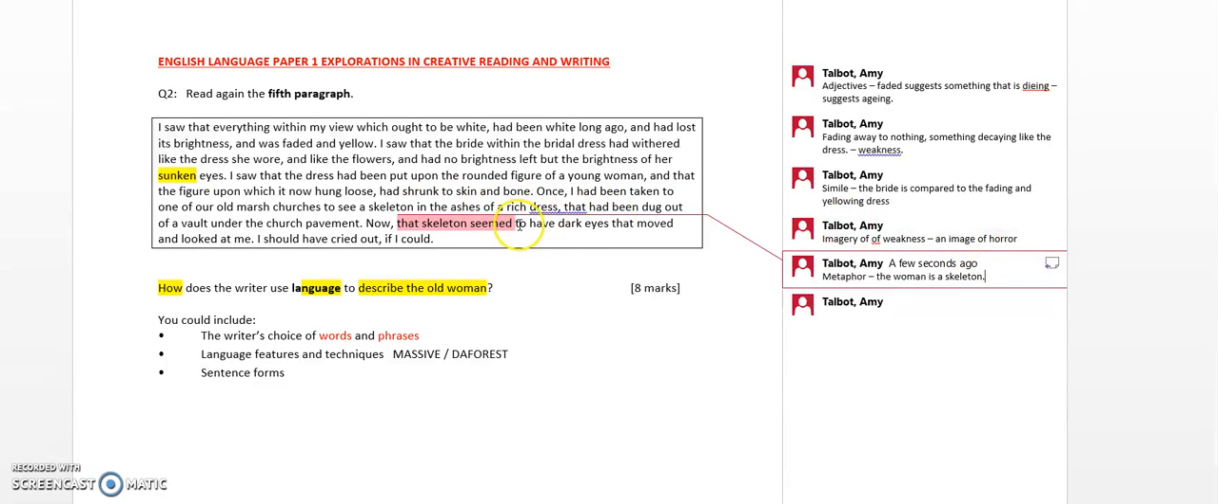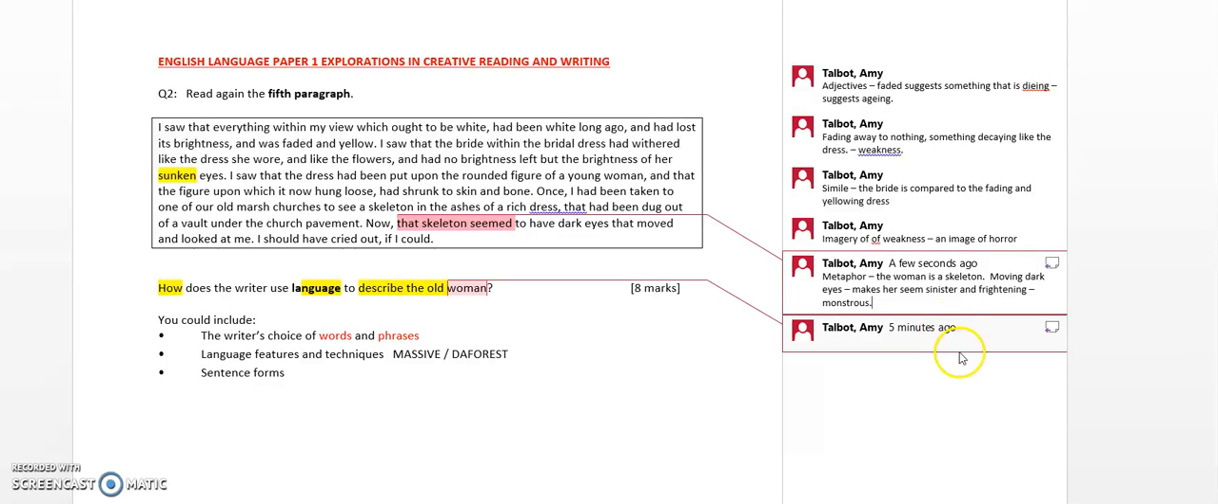And to have dark eyes that moved and looked at me. I think I might add this to this comment here. So the idea of moving dark eyes makes her seem sinister and frightening. Monstrous. Okay, so that's the effect that the metaphor is having on me. That's what it's making me think of the old woman, because remember the question keeps asking me about the old woman.